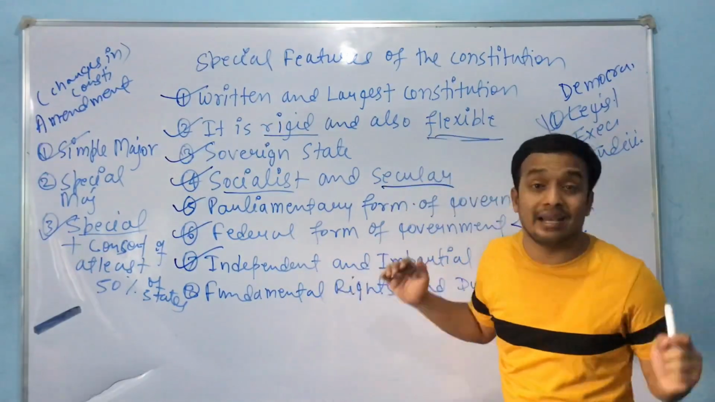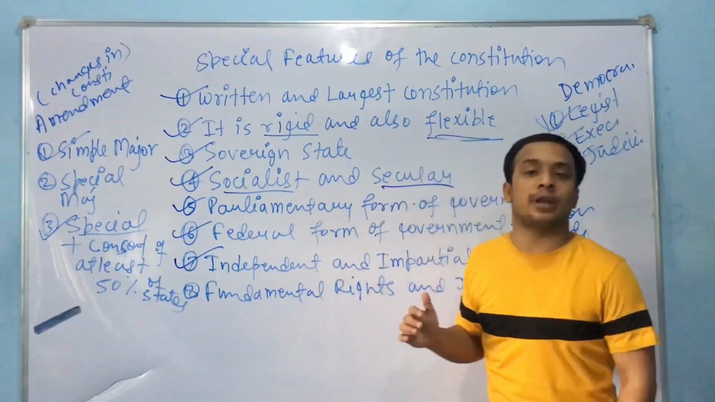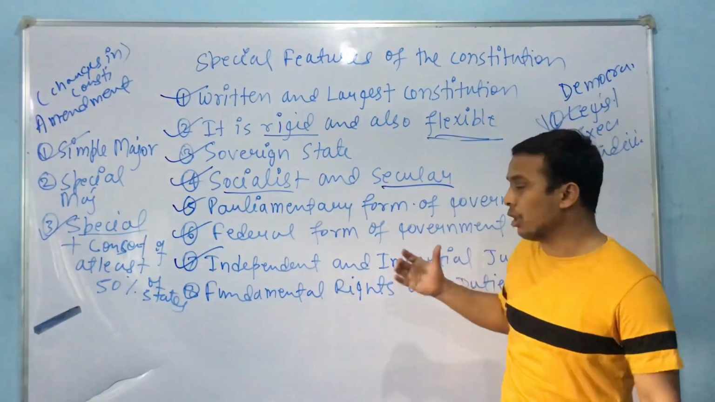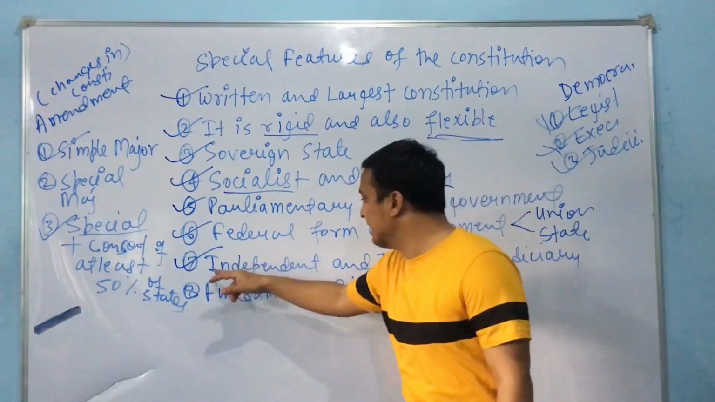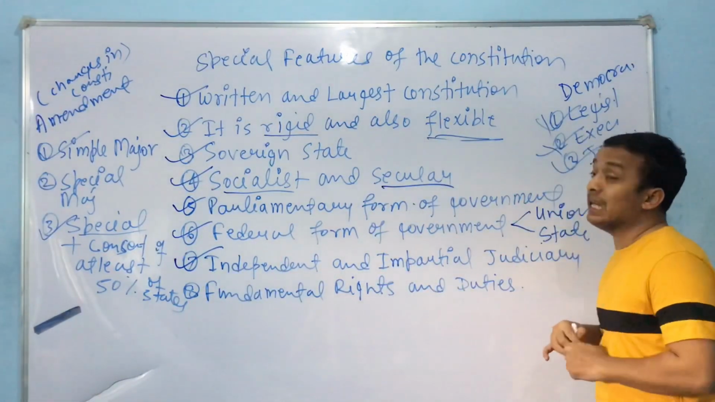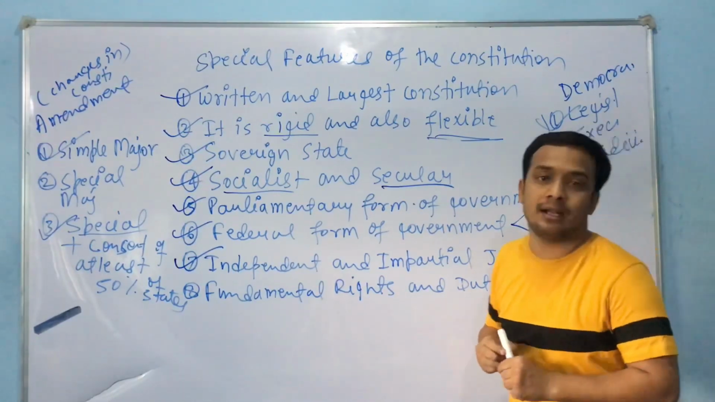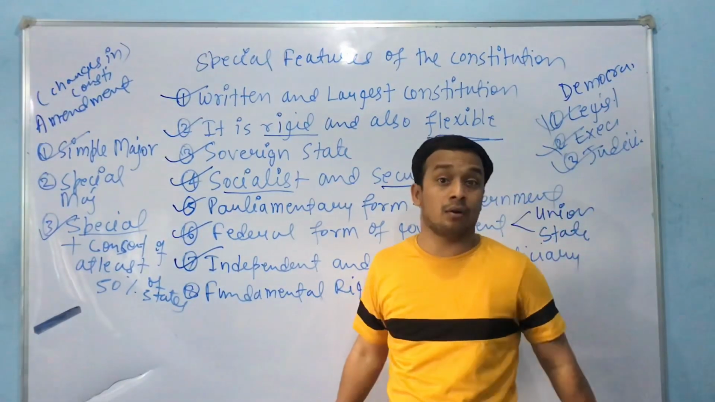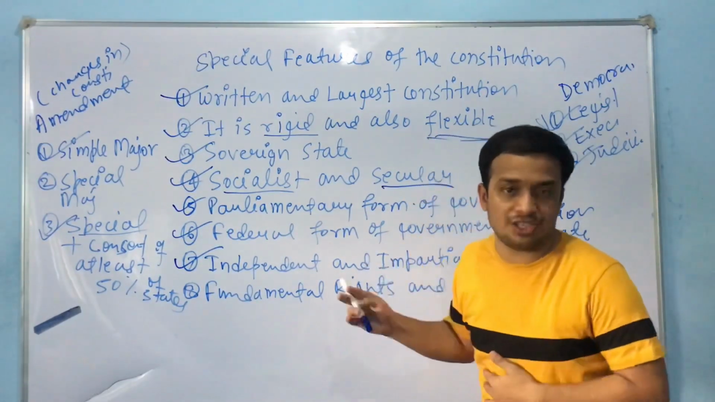Means judiciary can declare them illegal. Okay, so the Supreme Court is the topmost institution. It is regarded as independent and impartial. They are regarded as protector of the fundamental rights, and they also have a special feature, that is judicial review.